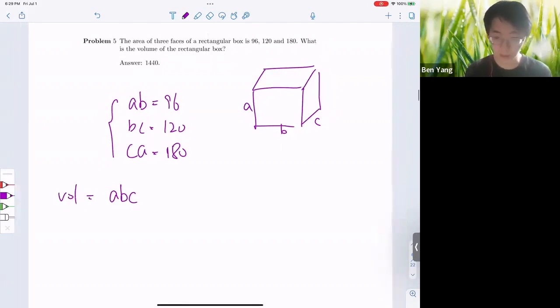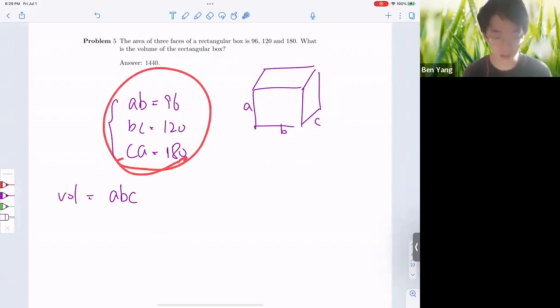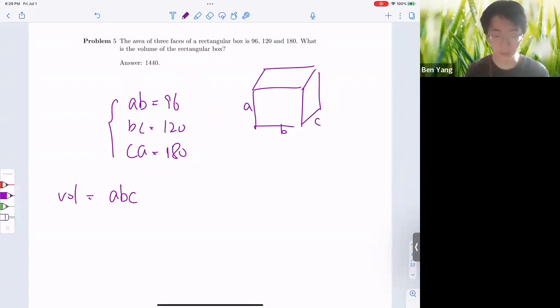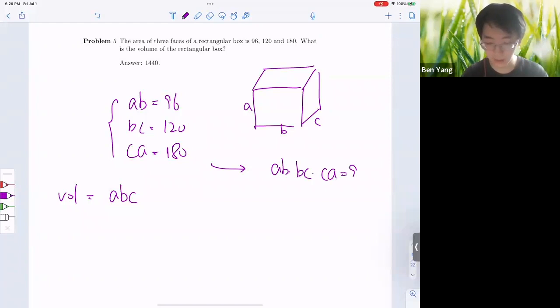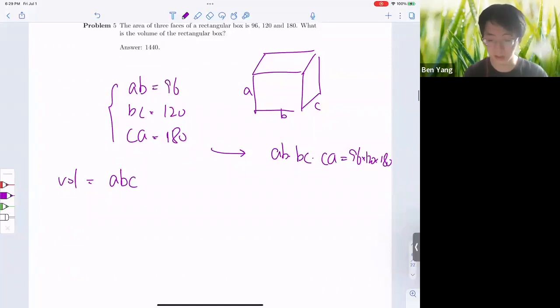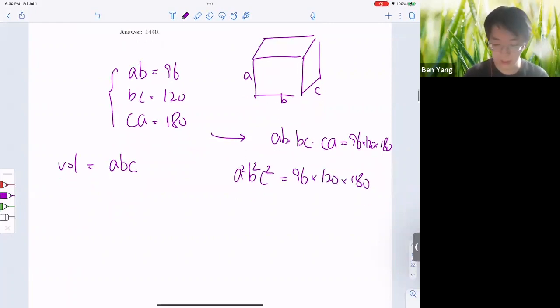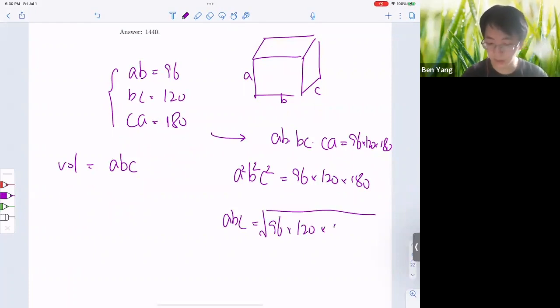Okay, so I guess here we can take the product of the 3 equations, because then the left-hand side would be just A squared, B squared, C squared. So AB times BC times CA is 96 times 120 times 180. Then we just need to take the square root. So A squared, B squared, C squared is equal to the product, and then ABC is the square root of 96 times 120 times 180.